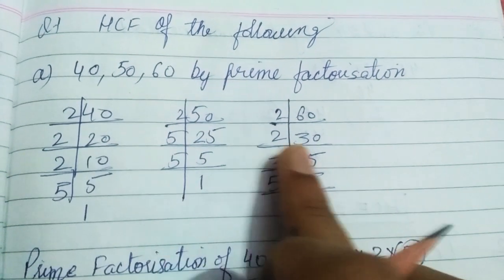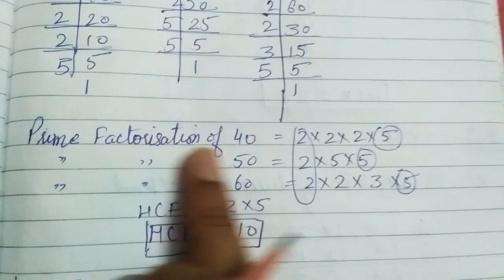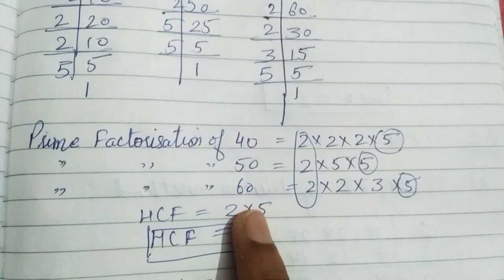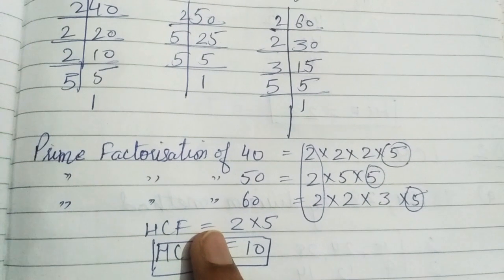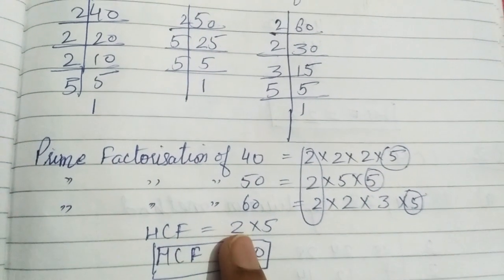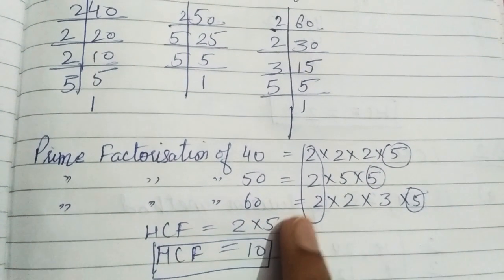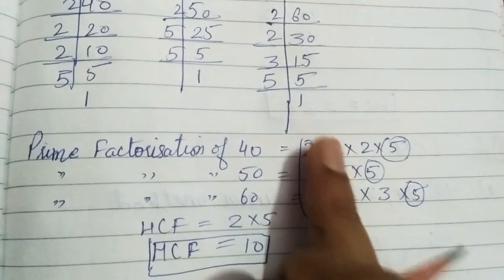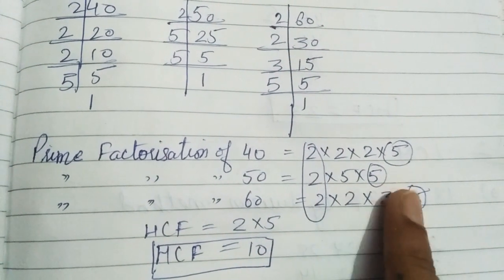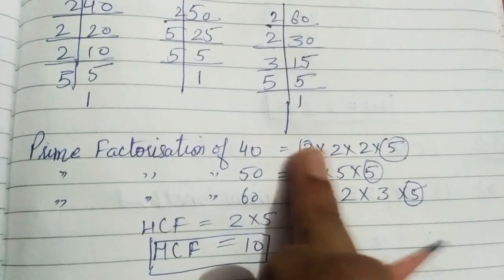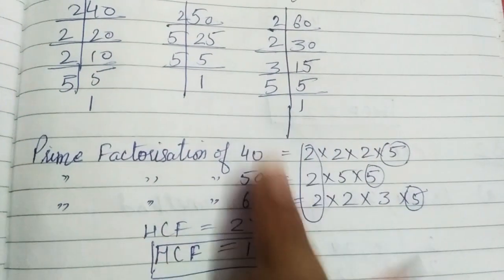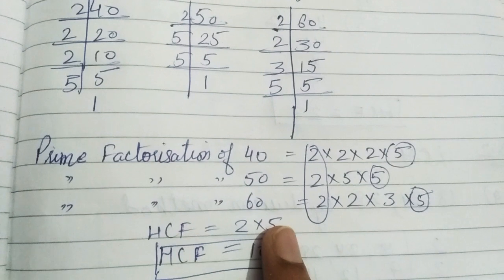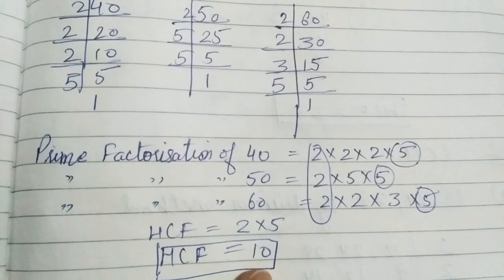So first of all you will prime factorize all the numbers as shown here, and then you will write like this. I had firstly told you also that HCF is the common factors which is common in all the three numbers. So 2 and 5 are the only factors which are common in all the three numbers. So HCF will be 2 into 5 equals 10.